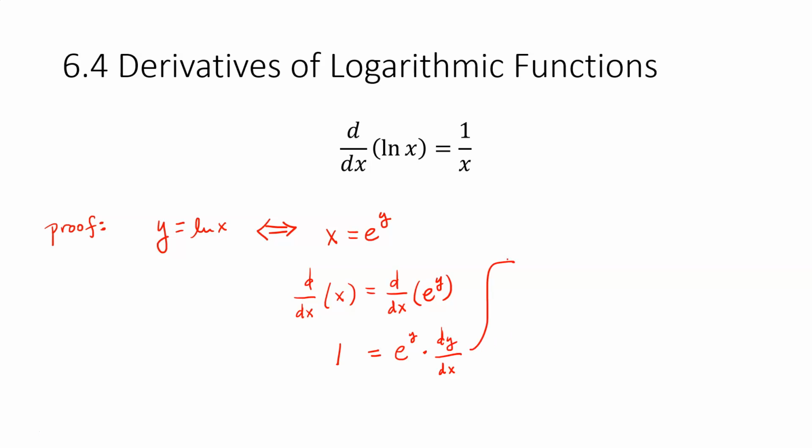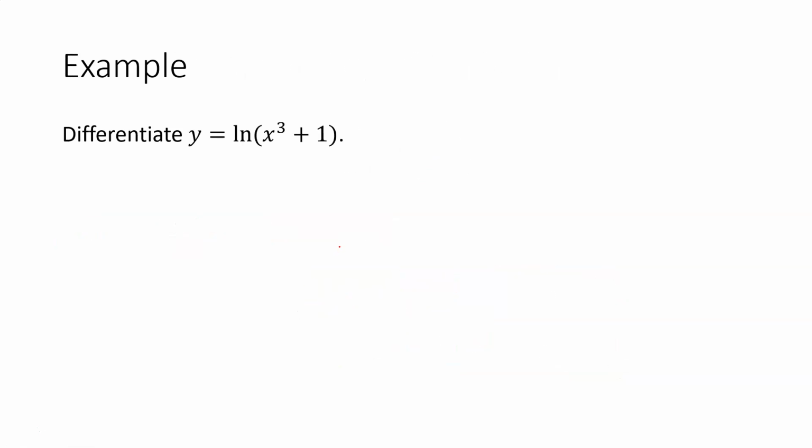And so isolating dy over dx, we get 1 over e to the y. And then going back to this step up here, we saw e to the y is really just equal to x. So we have dy dx equals 1 over x. Okay, so that establishes this very simple derivative formula for the natural log of x. So let's practice this formula.